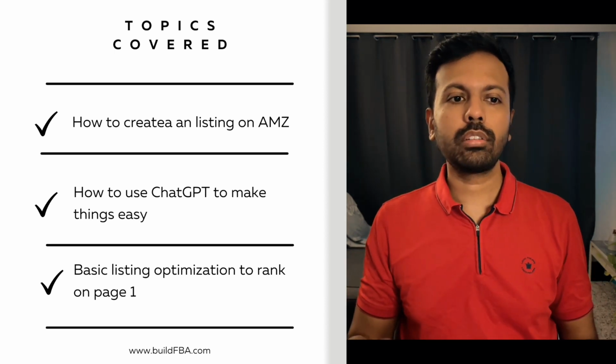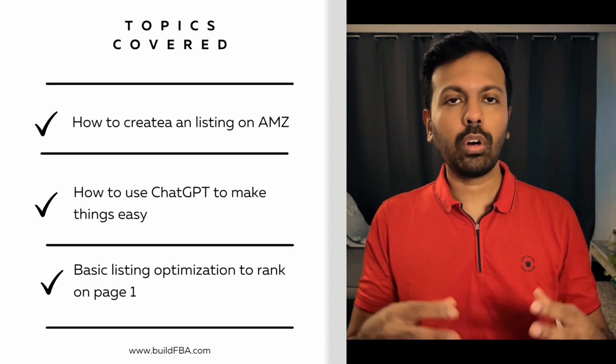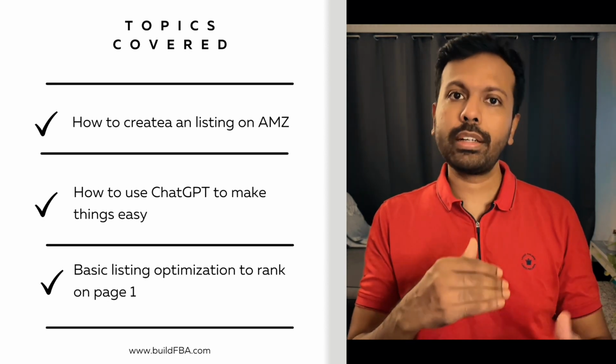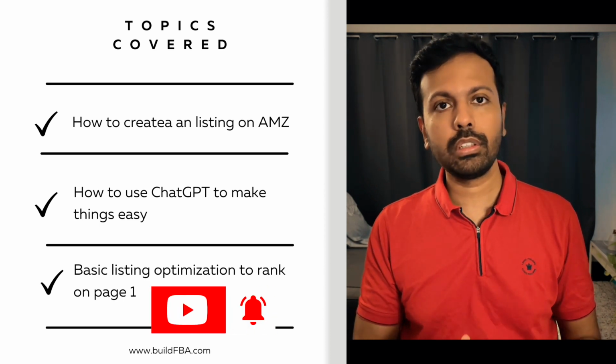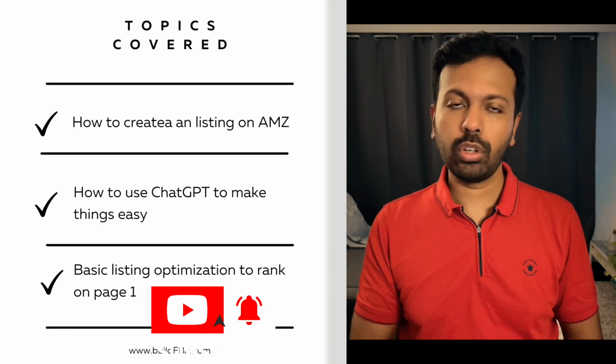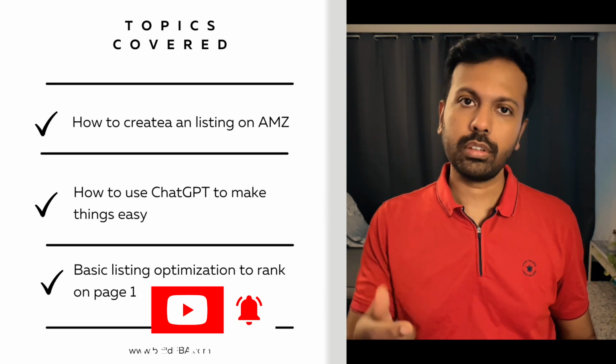We are not going to go into extreme depth of how to optimize an Amazon listing, but we're going to create a basic Amazon listing which is SEO optimized. Basically, once you start running Amazon PPC or product PPC, your product starts ranking faster. So let's get into it.